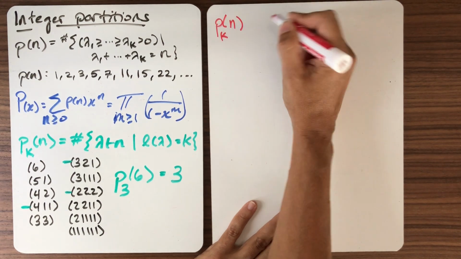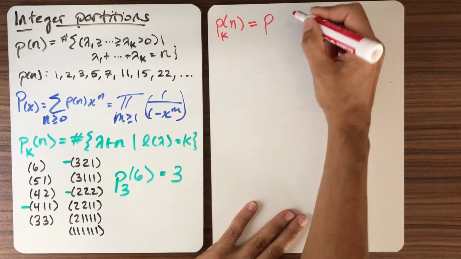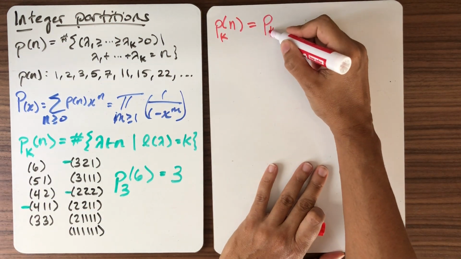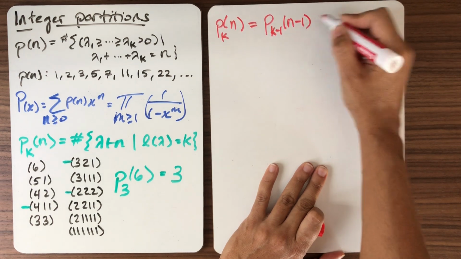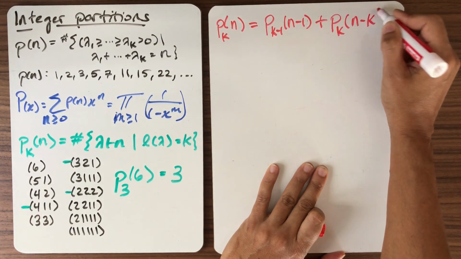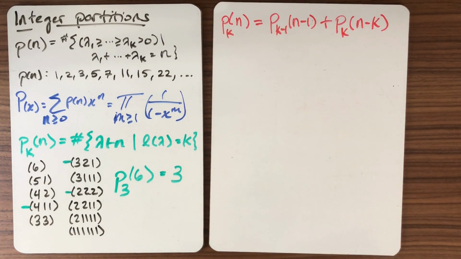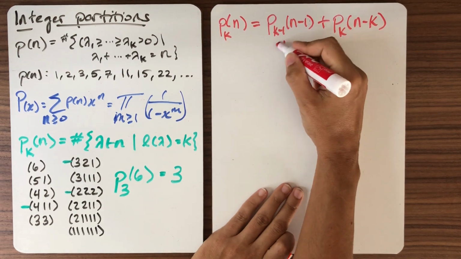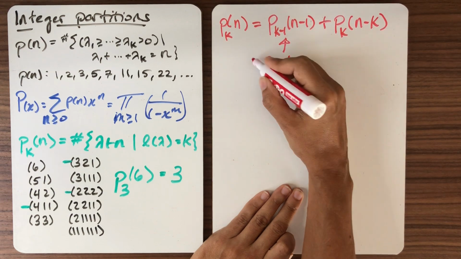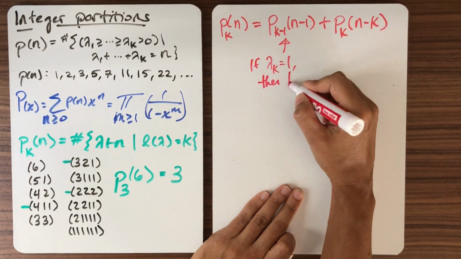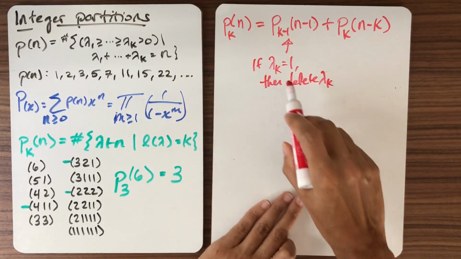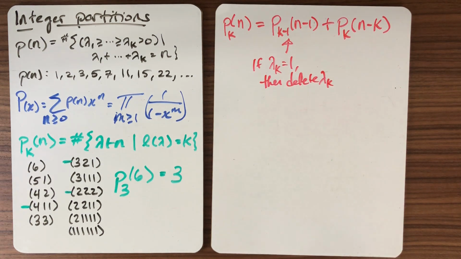p_k(n) is equal to p, well, we can think about these things. Either your last part is equal to 1, in which case you can just take that part away, or your last part is not 1, in which case you can take 1 away from every part. Let me write down what this is. The combinatorial proof: if lambda k equals 1, then delete it. So we've lost 1 from n and 1 part.